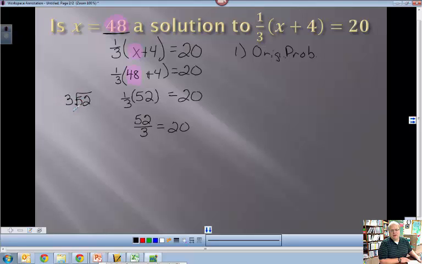3 goes into 5 once. 1 times 3 is 3. Subtract that, I get 22. Goes in there 7 times. 7 times 3 is 21. And I subtract that. So I get 17 1/3 as my answer. That does not equal 20. So therefore, this is not a solution. If that was to be equal, then it would be a solution. But however, they're not. This is not a solution.